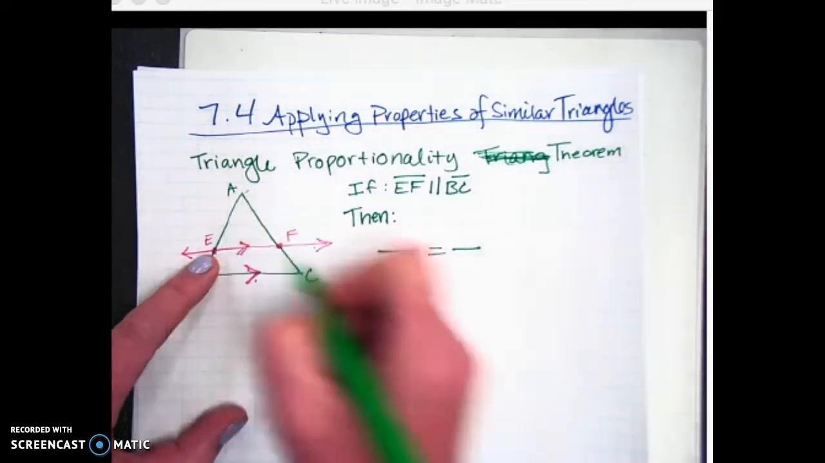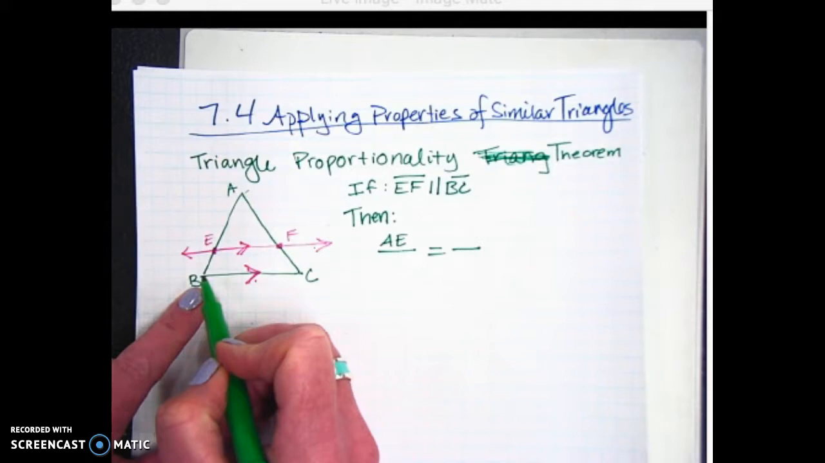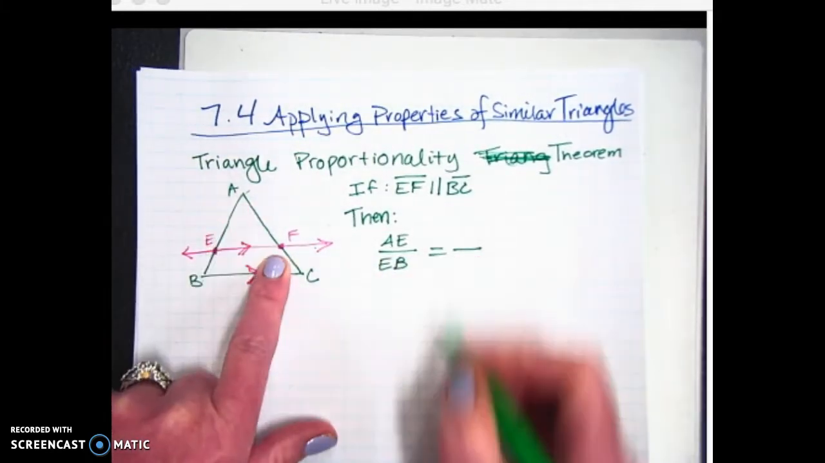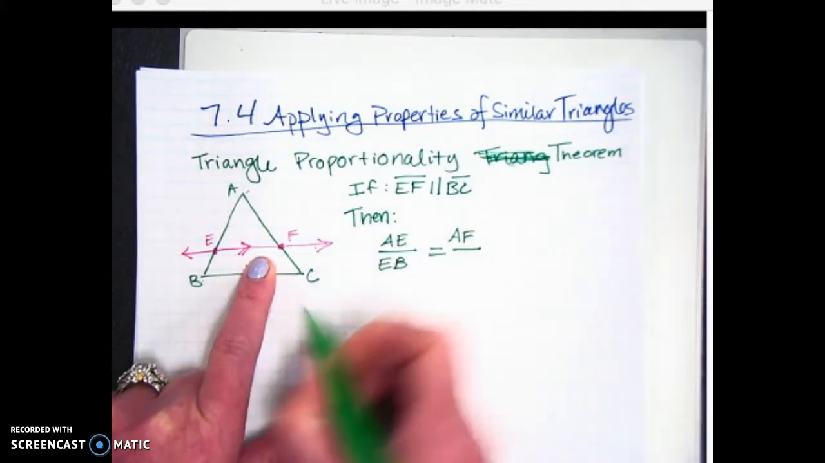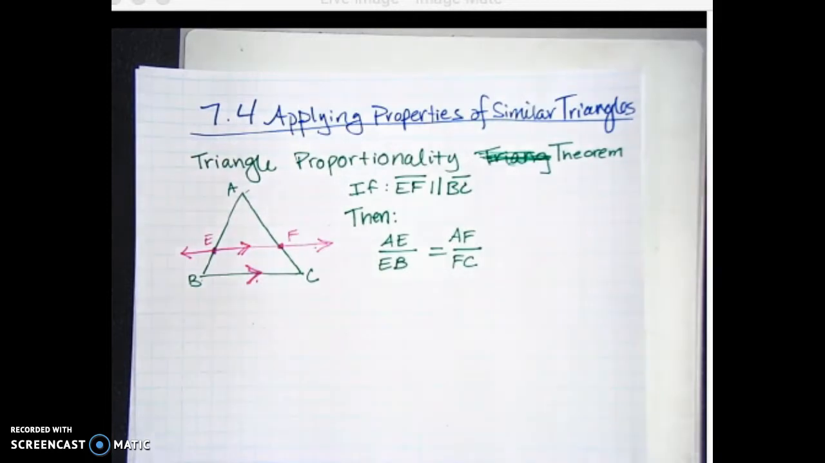So we'll do the top piece on the left, which is AE, the bottom piece on the left, which is EB, the top piece on the right, which is AF, and the bottom piece on the right, which is FC. Okay? Makes a nice proportion. Just keep it in the same order, on the same side, and in the same order, and then you won't get mixed up. All right?